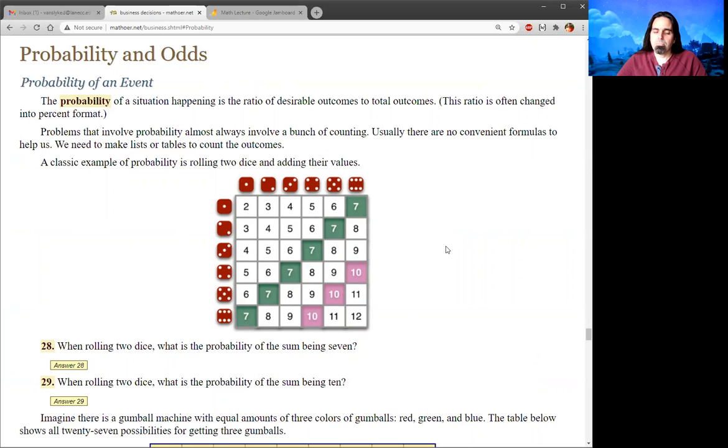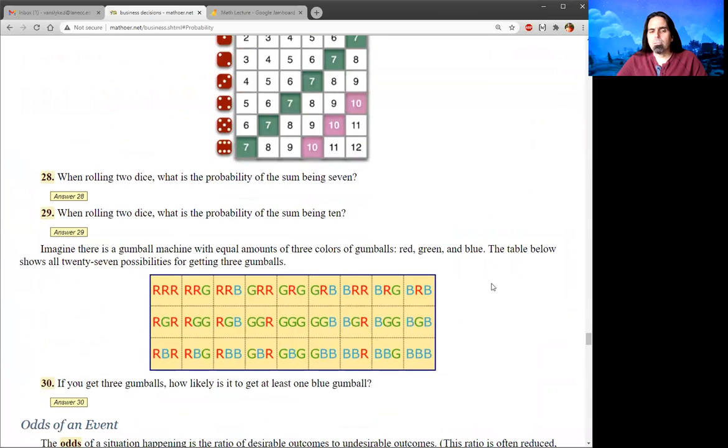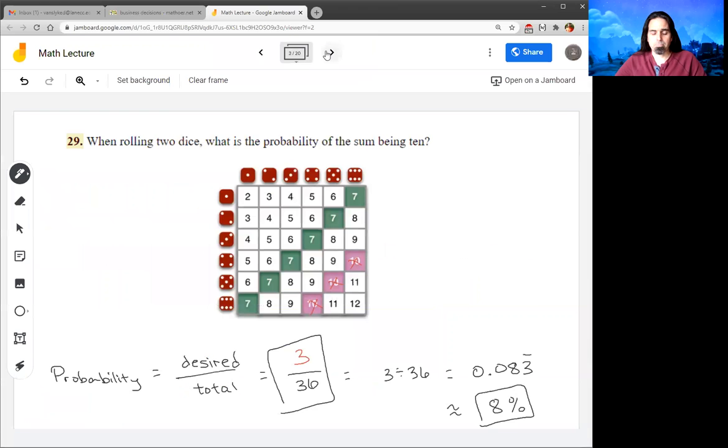Enough of dice. Let's be a little more inventive. There's a gumball machine with equal amounts of 3 colors of gumballs, red and green and blue. And here's a table that has all the possibilities.